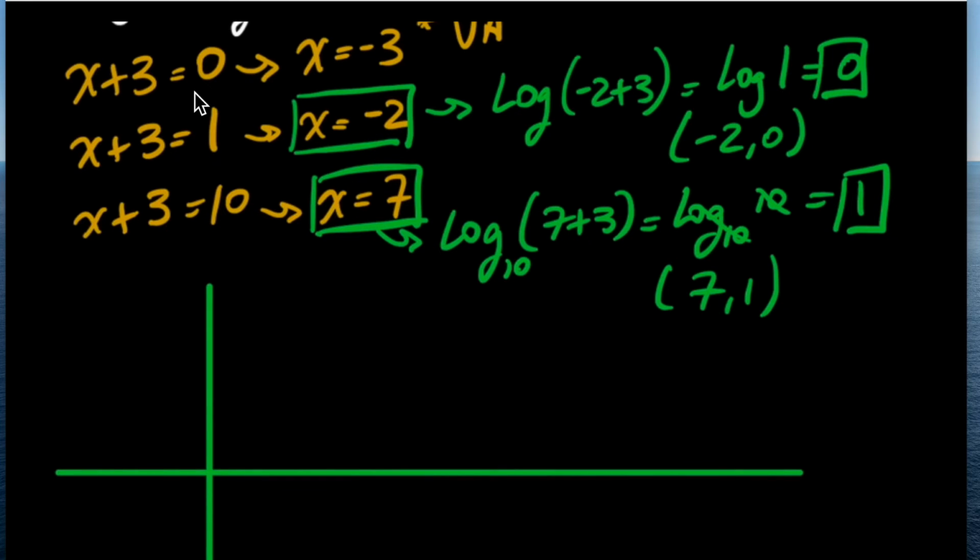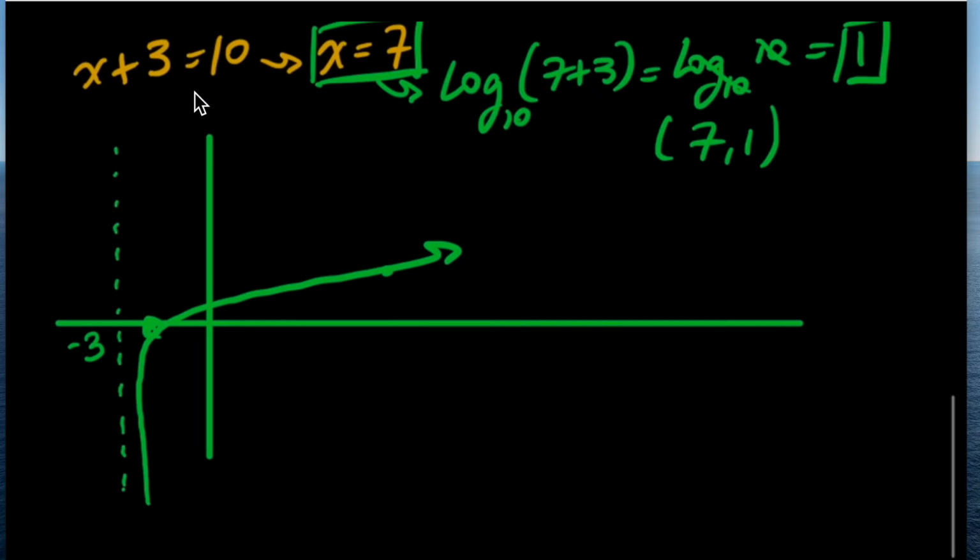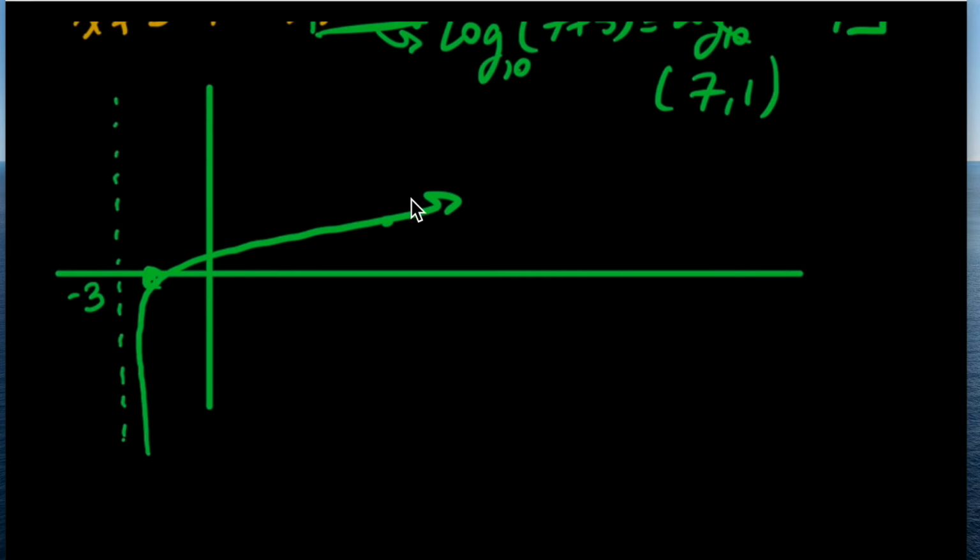Our vertical asymptote is going to be at x equals -3. Our first point is going to be (-2, 0). Our second point is going to be (7, 1). So this graph is going to look something like this. Again, the original function has a positive associated with the y and a positive associated with the x, so it is going to head towards the first quadrant.